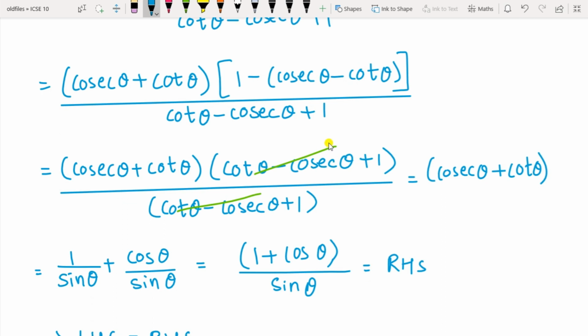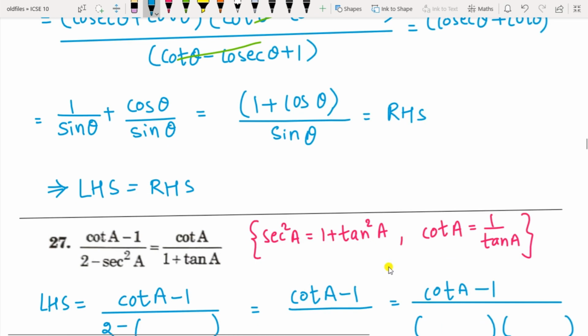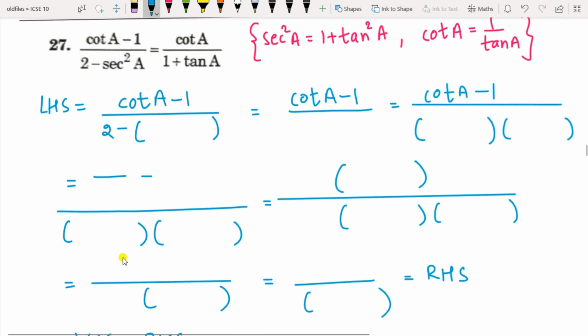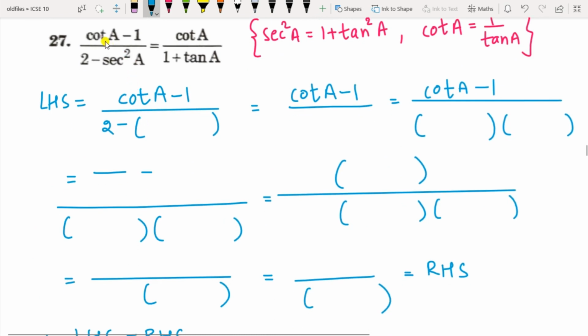So the numerator and the denominator brackets are the same. So what is remaining is cosec plus cot. But cosec means 1 upon sin and cot means cos upon sin. Sin is common in the denominator. So it is 1 plus cos upon sin, that is RHS. Therefore LHS equals RHS. Question 27 here is cot a plus 1 upon cot a minus 1 equals 2 minus sec square a.